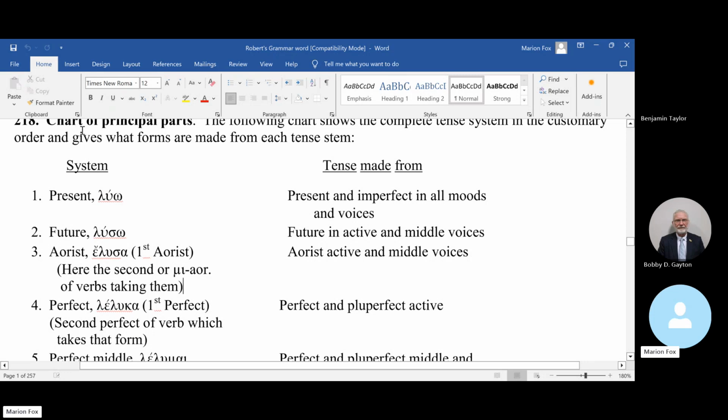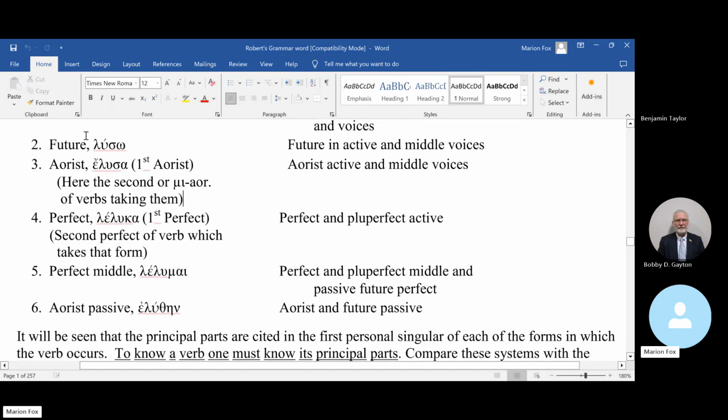Now, luo will only take one form. It takes the first aorist. But other words, like the mi verbs, tithemi and so forth, didomi, they will take a second aorist. All right? The second or mi aorist. The perfect, leluka, your first perfect. And of course, the perfect has 2 forms. The perfect, pluperfect have the same basic form. Okay?